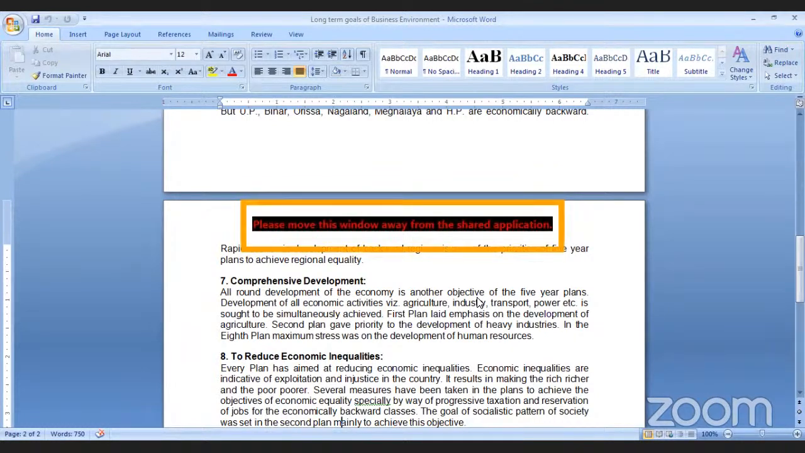So the economic class, they do have a consumption ability, but the consumption ability is very less.